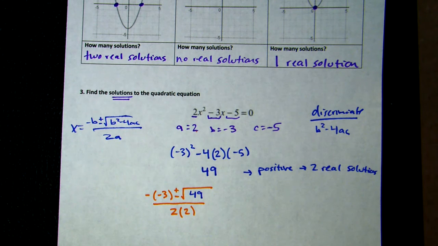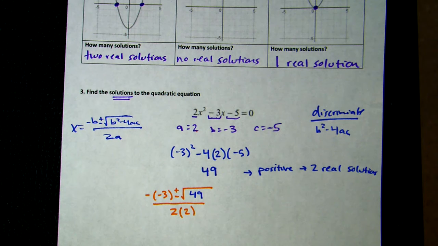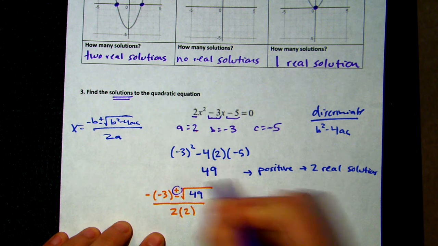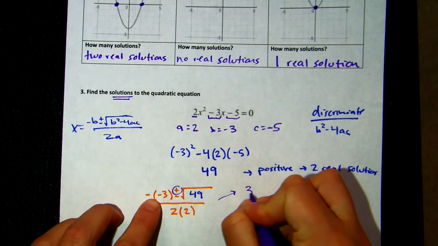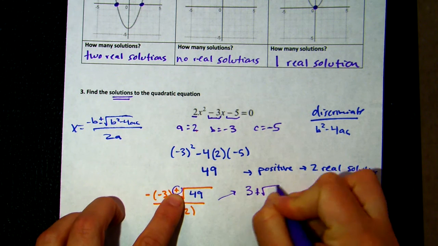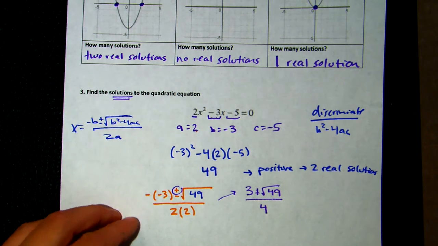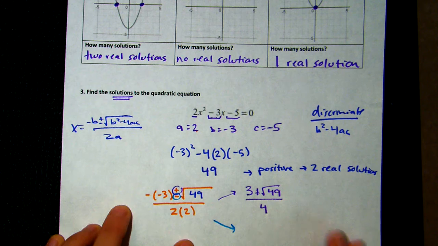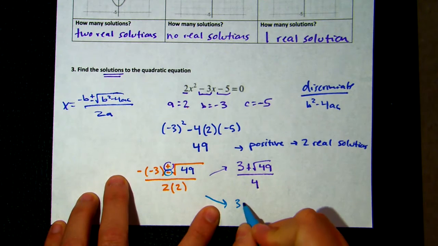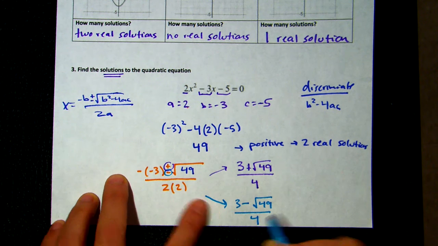From here, I am just going to simplify. Reminder, I have an answer that is adding to the discriminant and an answer that is subtracting from the discriminant. So I've got plus here. That means one answer is going to look like negative 3 makes that a positive 3, plus the square root of 49 over 2 times 2 is 4. And then a negative answer that is 3 minus the square root of 49, all of that over 4.